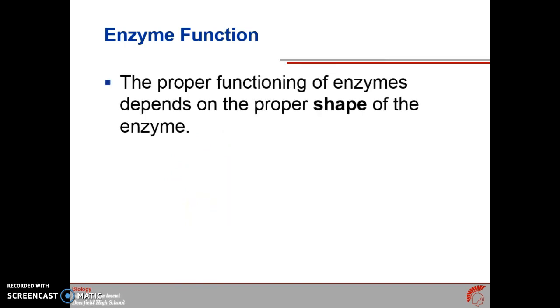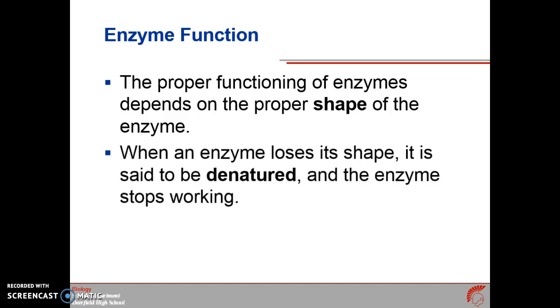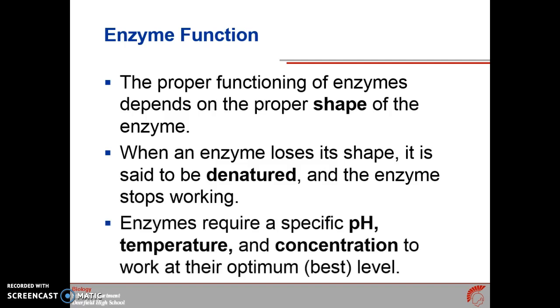The proper functioning of enzymes depends on the proper shape of the enzyme. When an enzyme loses its shape, we call that denaturing. It's said to be denatured and the enzyme stops working. Enzymes require a specific pH, temperature, and concentration to work at their optimal or best level. These three variables can affect the efficacy, or how efficiently the enzymes do their job.